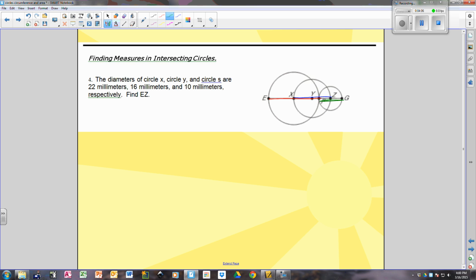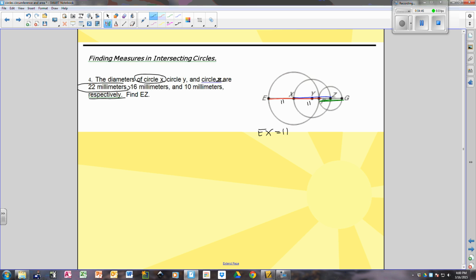All right, so now I know that it says the diameters of circle X, Y, and Z are 22, 16, and 10 respectively. That means that circle X is listed first and 22 is listed first. So the big red circle, it has a diameter of 22. So if it's 22, then that means this piece is 11 and the red piece is 11. Okay? So EX is 11.